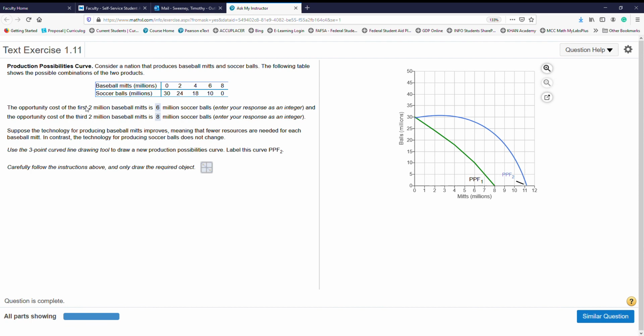And so, like I said, that first 2 million baseball mitts, I'm giving up 6 million soccer balls to get to that 2 million baseball mitts, right? Because I don't have enough resources. I have to take some resources away from my soccer ball production and put them towards baseball mitt production. So hopefully that helps. If it doesn't, send me an email and we can talk about it in a different way.